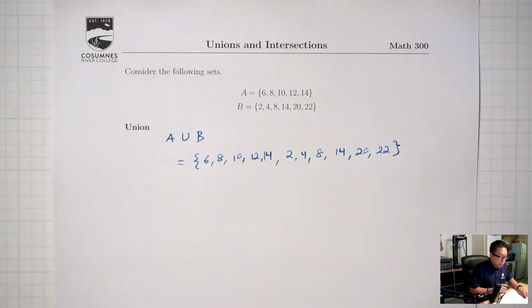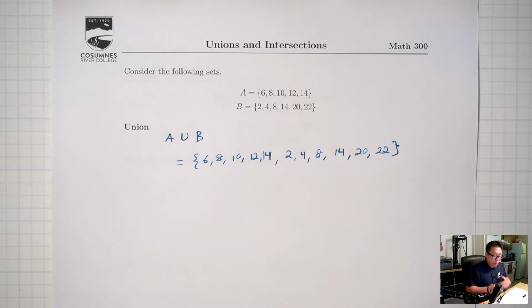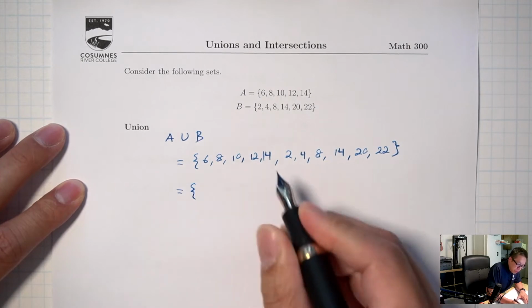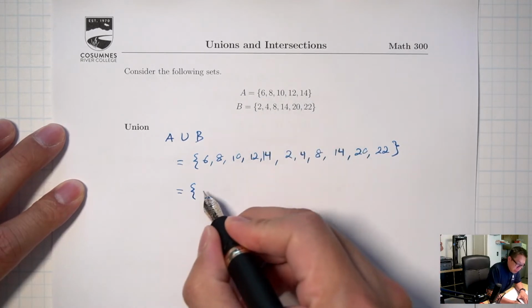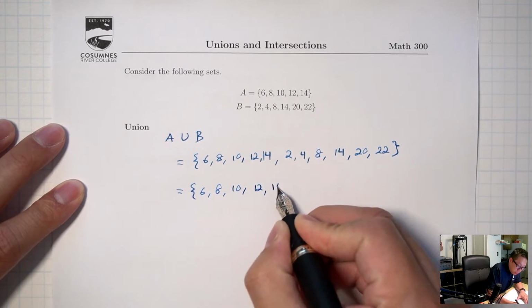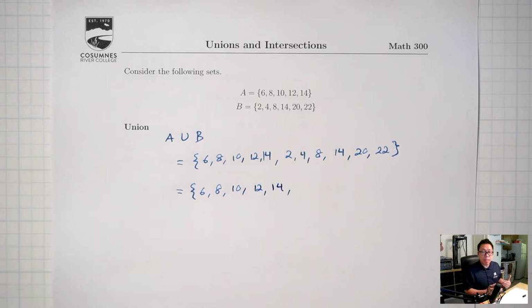Okay, so don't write this part down, but the way I usually do the union so that I don't have any repeats is I'm going to write out the first set as is. So 6, 8, 10, 12, 14. And then go to my second set and just add on anything that's new, without putting any repeats in.